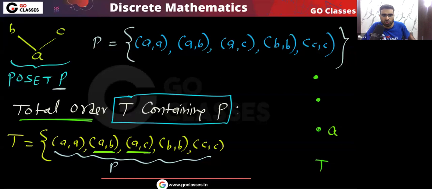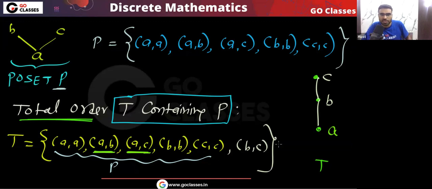Now there are two things you can do. Either you can put B here, C here. Is this correct? Yes, this is correct. Basically what you are doing, just one more ordered pair you are adding. This is your T, and this T is correct. Now you got a total order. You can check this entire thing is a total order.